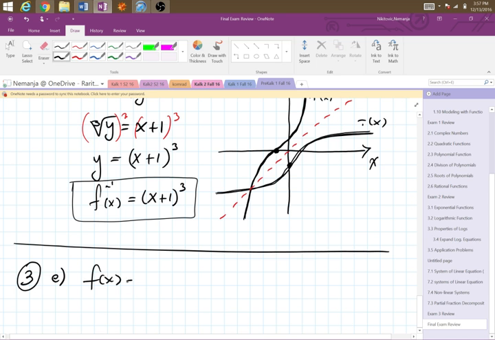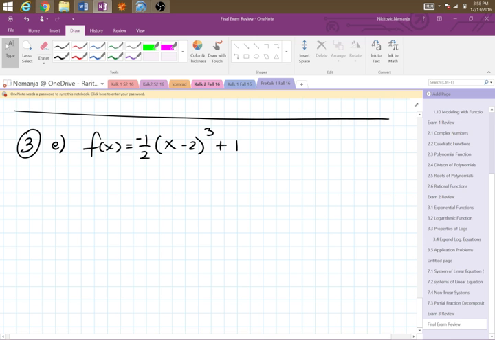We are supposed to graph, I believe, negative 1/2 (x minus 2) cubed plus 1. All right, how many transformations do I have here? The answer is a lot. We have the negative, which is a reflection. We have 1/2, which is a shrink. We have minus 2, and we have plus 1. Plus the parent function, 5 boxes.